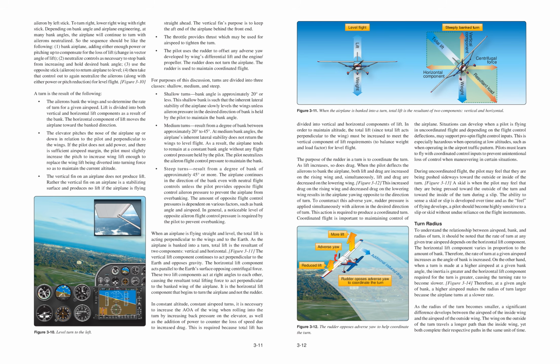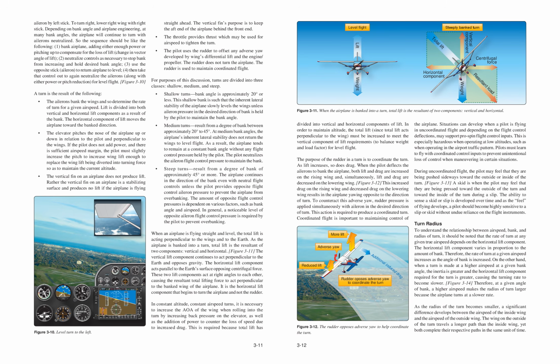The horizontal lift component varies in proportion to the amount of bank. Therefore, the rate of turn at a given airspeed increases as the angle of bank is increased. On the other hand, when a turn is made at a higher airspeed at a given bank angle, the inertia is greater and the horizontal lift component required for the turn is greater, causing the turning rate to become slower. Figure 3-14. Therefore, at a given angle of bank, a higher airspeed makes the radius of turn larger because the airplane turns at a slower rate.